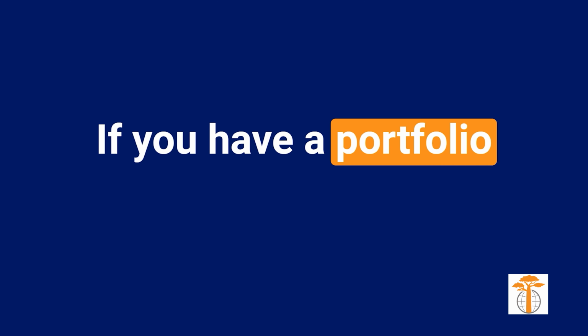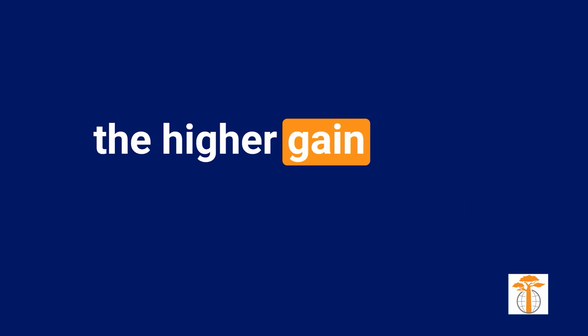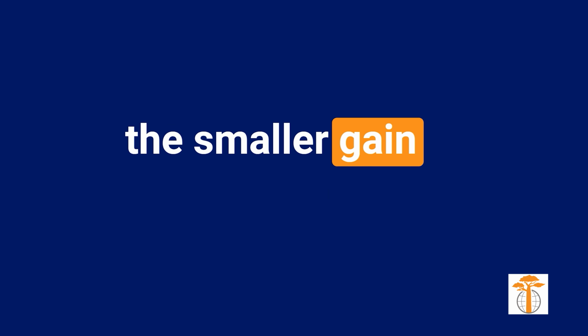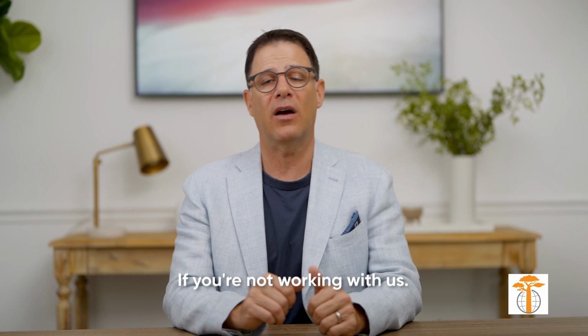Why? Because that gives us control to pick the lot with the lowest taxable gain, or to use a loss you've already realized to offset a gain. For example, if you have a portfolio loss somewhere else, you might choose to sell the older lot with the higher gain so you can pair it with the loss. Or you might choose the newer lot with a smaller gain to minimize current tax. Most major brokers now support this, but you'll want to confirm in your account what your default setting is if you're not working with us.